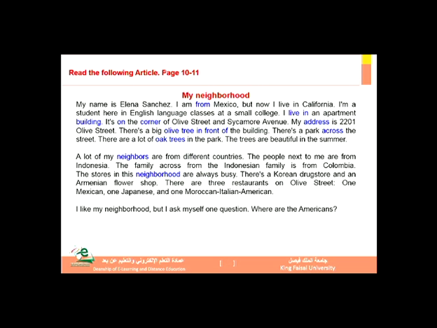Okay, so this is the passage taken from the book, pages 10 and 11. I'm going to read the passage very quickly, but it is already there in the book.